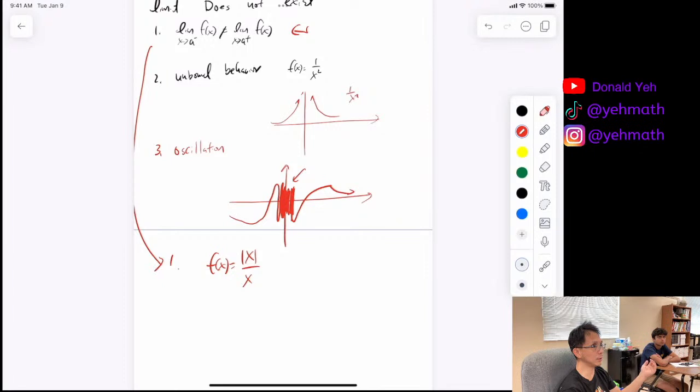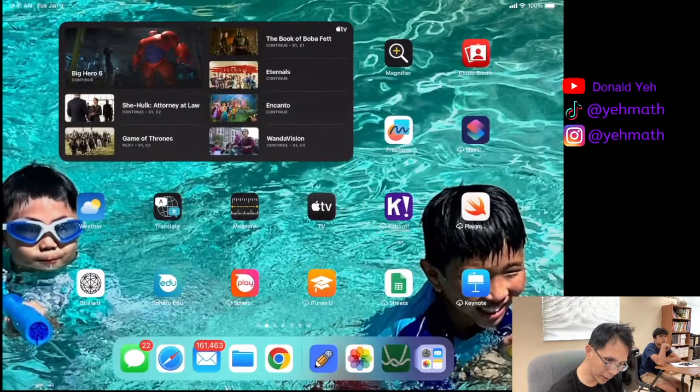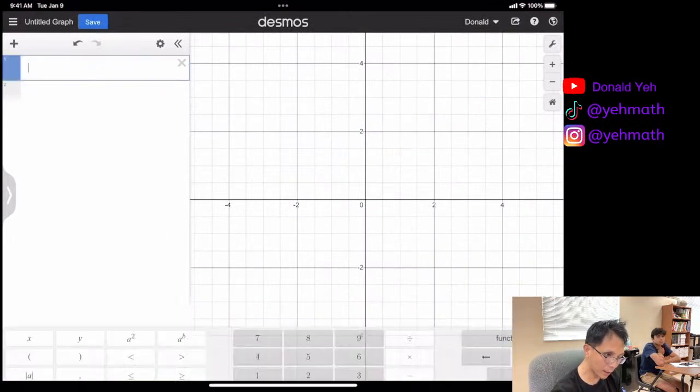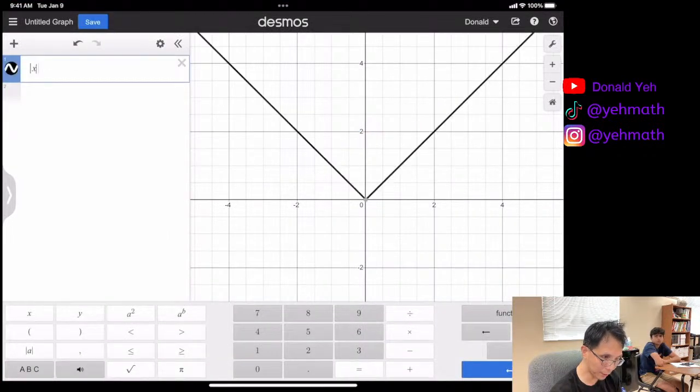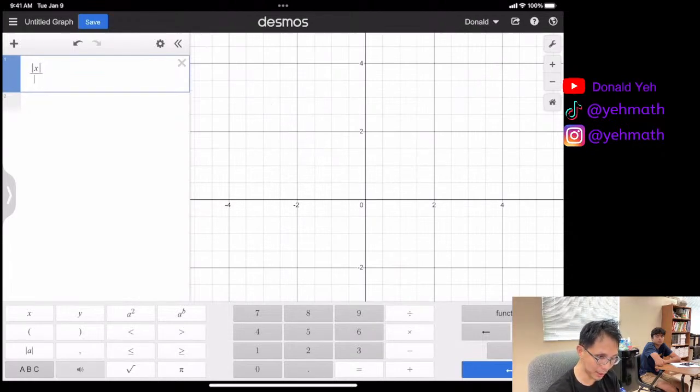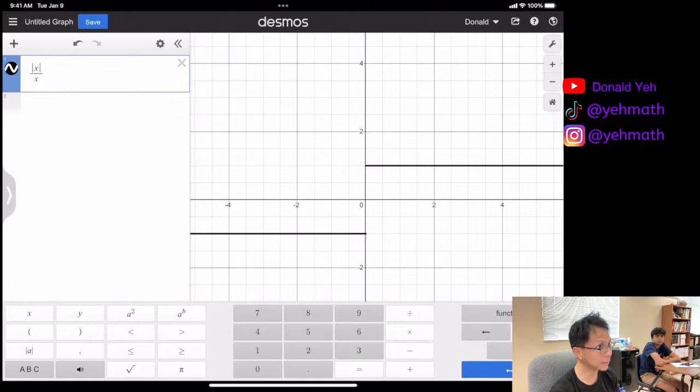What is absolute value of negative 1 over negative 1? Well, absolute value of negative 1 is 1, but the bottom is negative 1, so therefore it's negative 1. Does that make sense? So then you start plugging in values. Now, the interesting thing is, a lot of people say, you know, what does the graph look like? The absolute value graph looks like this. Now, if I divide it by x, which you guys never saw before, it looks like this.